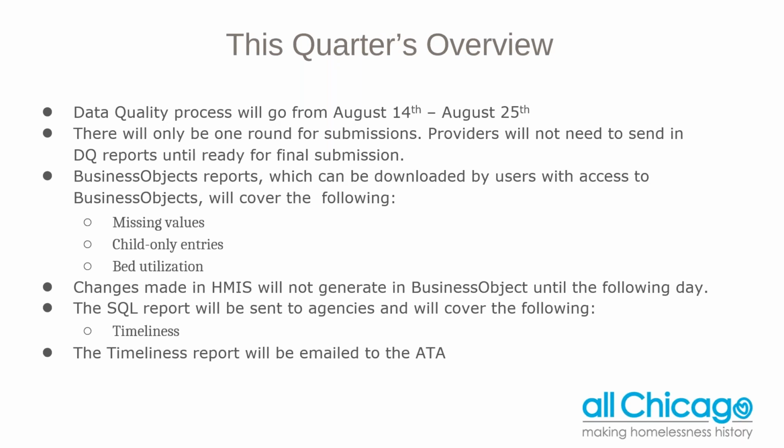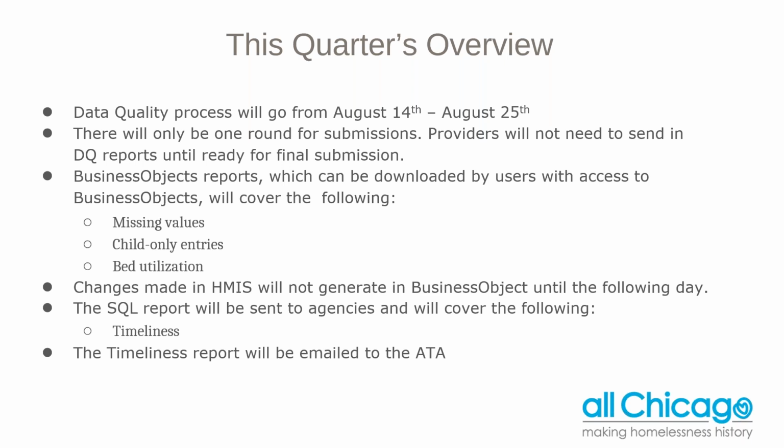Okay, so just the overview, the data quality process will go from August 14th through August 25th. In the previous data quality process, we were looking at a year time span, so we provided additional weeks for the data quality process. This time we're only going to be looking at 2 quarters, so we have about 2 weeks for this data quality process. There will only be 1 round for submission, so providers will not need to send in data quality reports until they are ready for the final submission.